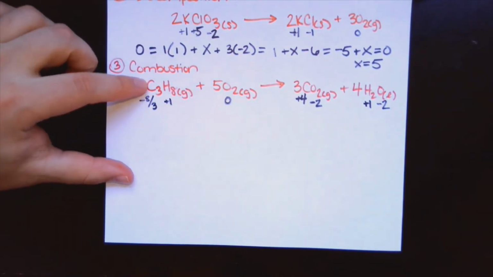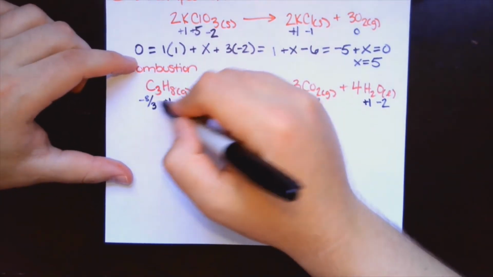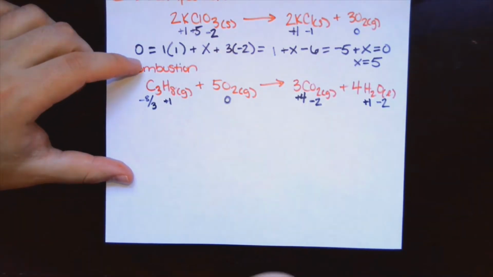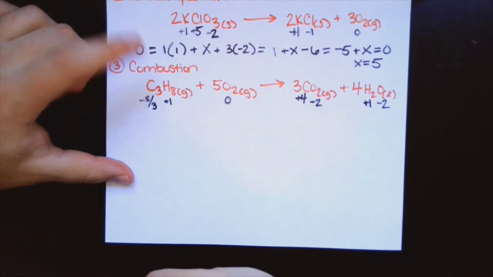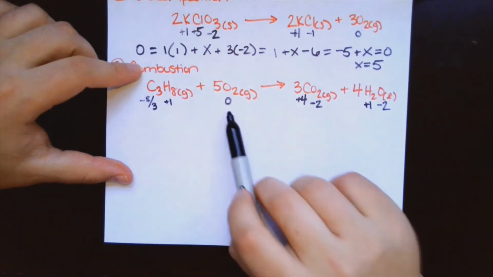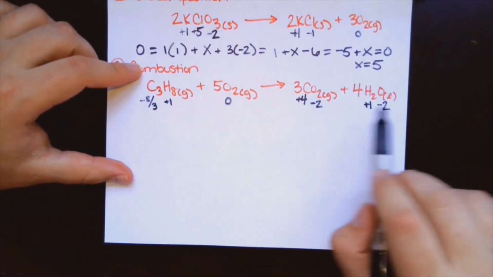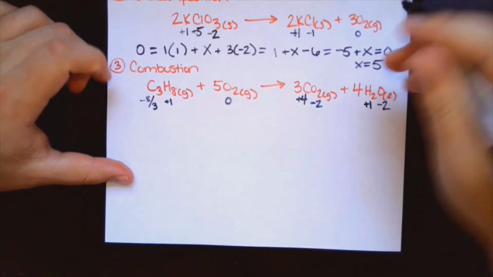So that means that carbon is going up in oxidation number, so that's oxidizing, which means that this entire molecule, C3H8, is your reducing agent because it contains the atom type being oxidized. Oxygen goes from 0 to -2, so oxygen is reducing.